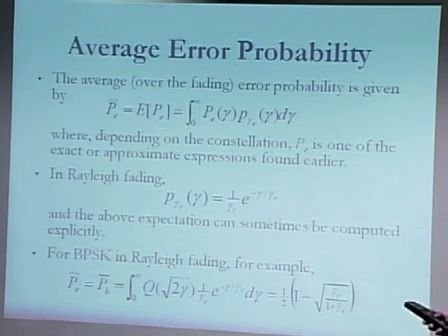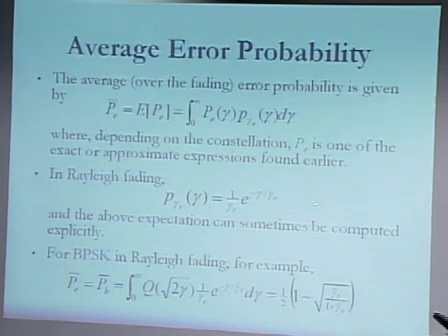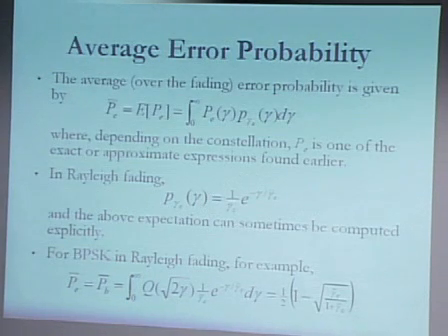But luckily for you, I have also here the expectation. So the expected value of PE is just the integration from 0 to infinity of PE times the PDF of gamma. Now depending on the constellation, PE is going to be one of the formulas that we just found, one of these Q function formulas, depending on if it's BPSK, QPSK, QAM, etc. Each one has a different formula. In Rayleigh fading, the PDF of the fading is the usual exponential, which I've been using for this last example. This familiar expression.